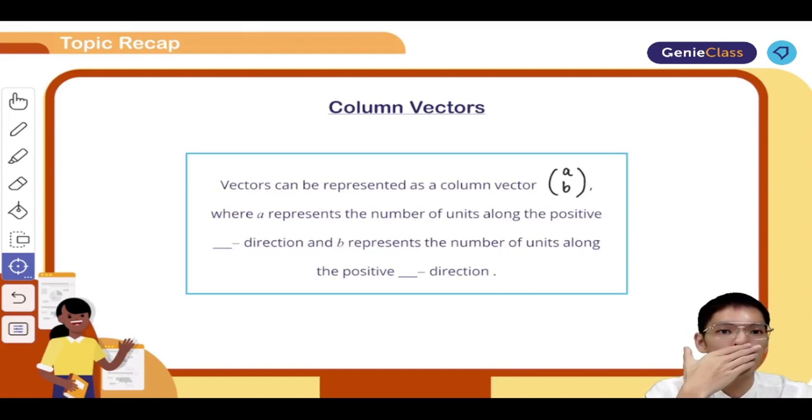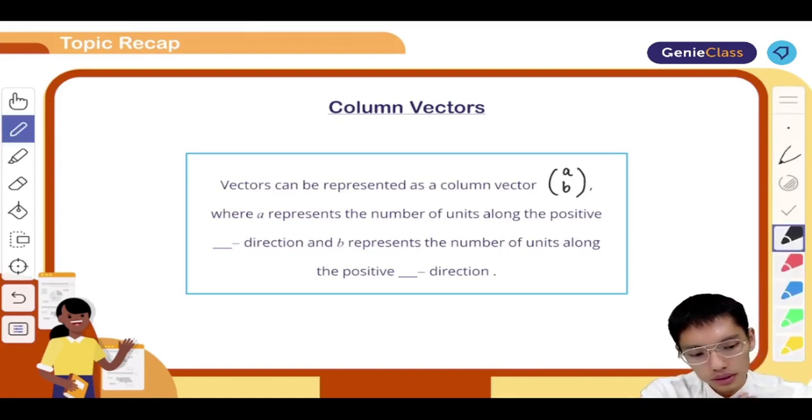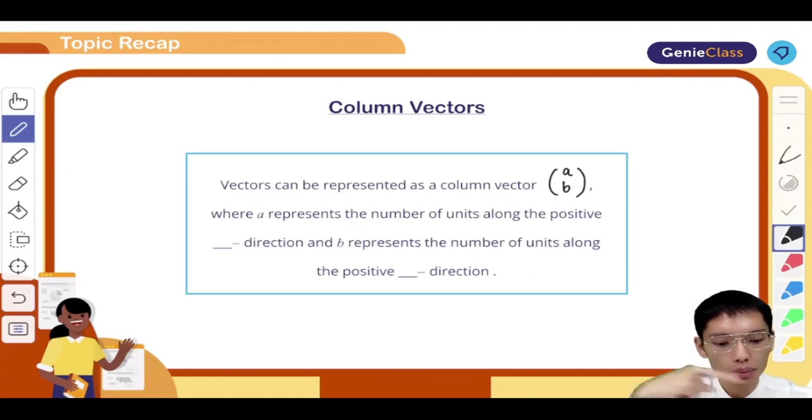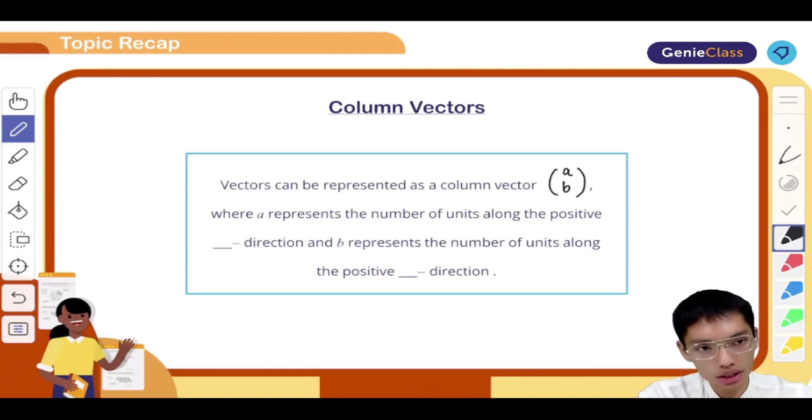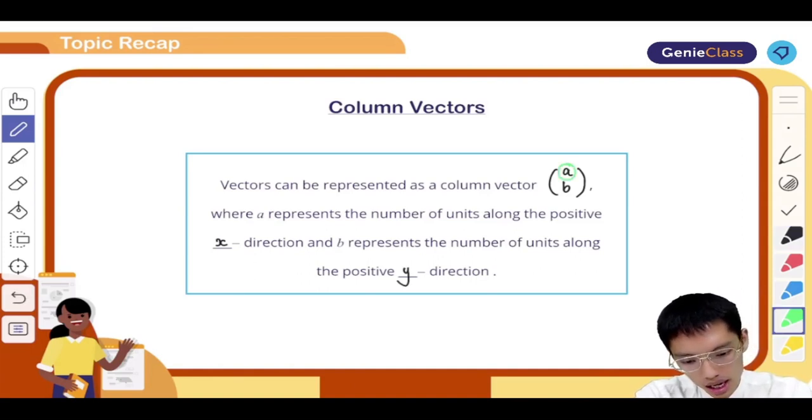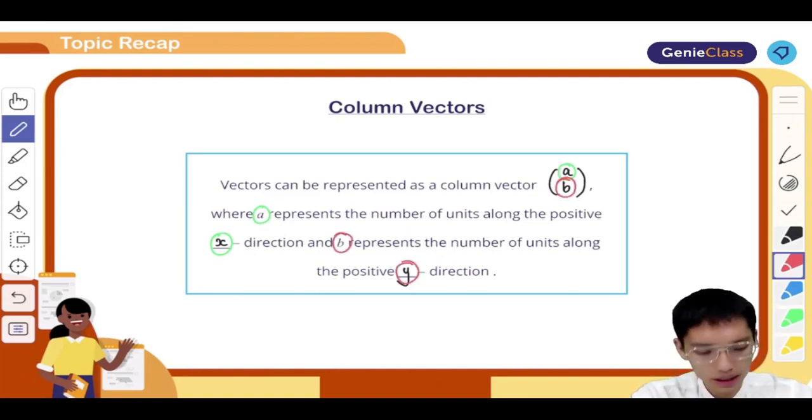Choose one. Which direction are we looking at? X or Y? Okay, positive. If I look at A, it's going to be the positive X direction, and then B represents the positive Y direction. So just take note over here, A represents X because X over Y usually, and B represents the Y direction. Take note over here when we do column vectors and how we boil down.